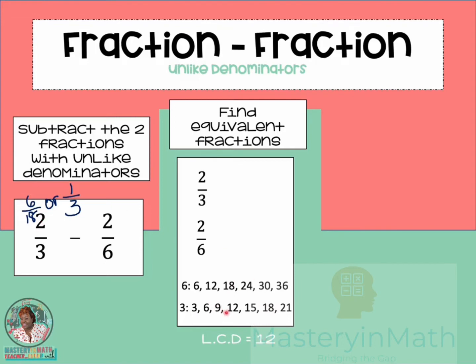But because we're doing the LCD and we're listing the multiples, you're going to find the least common. Sorry, no. The least common multiple they share is not 12. It would be 6. So you see that they meet at 6, both of them. So 2/3 is the same thing as 4/6, and 2/6 is the same thing as 2/6.